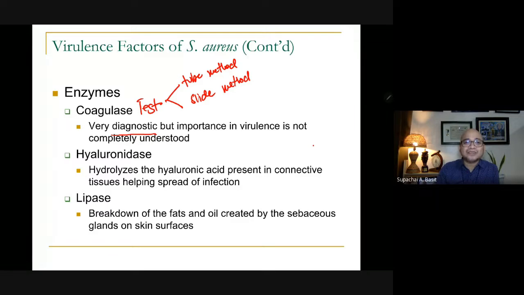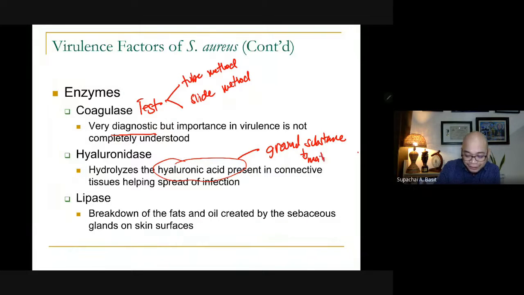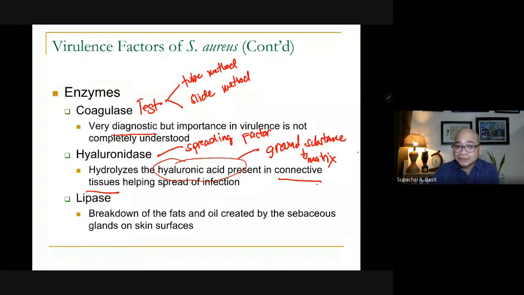And then the other one is hyaluronidase. Hyaluronidase is capable of hydrolyzing hyaluronic acid. And hyaluronic acid is an important component of ground substance, which is part of the matrix of the connective tissue. So if this particular ground substance is destroyed, it will help spread the infection. Therefore, hyaluronidase is sometimes called the spreading factor, because it can destroy the hyaluronic acid present in the ground substance, which serves as the matrix of connective tissue.